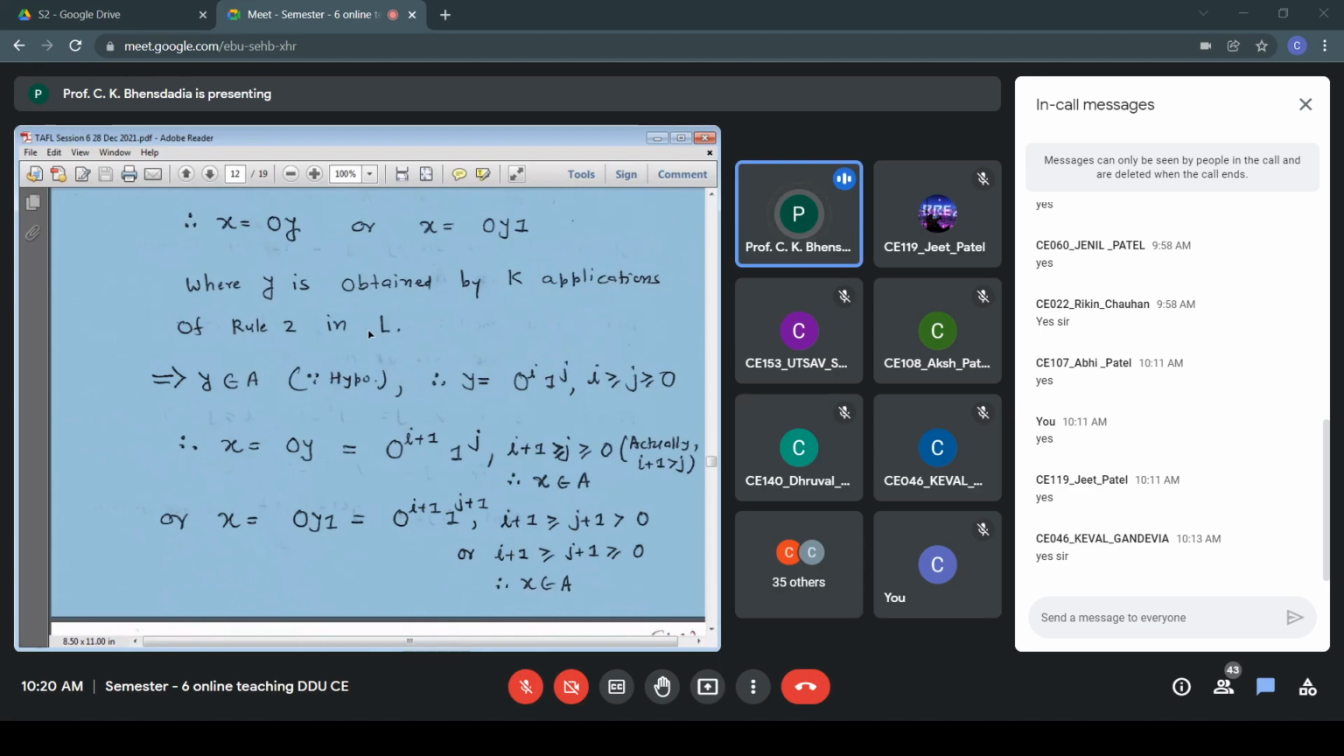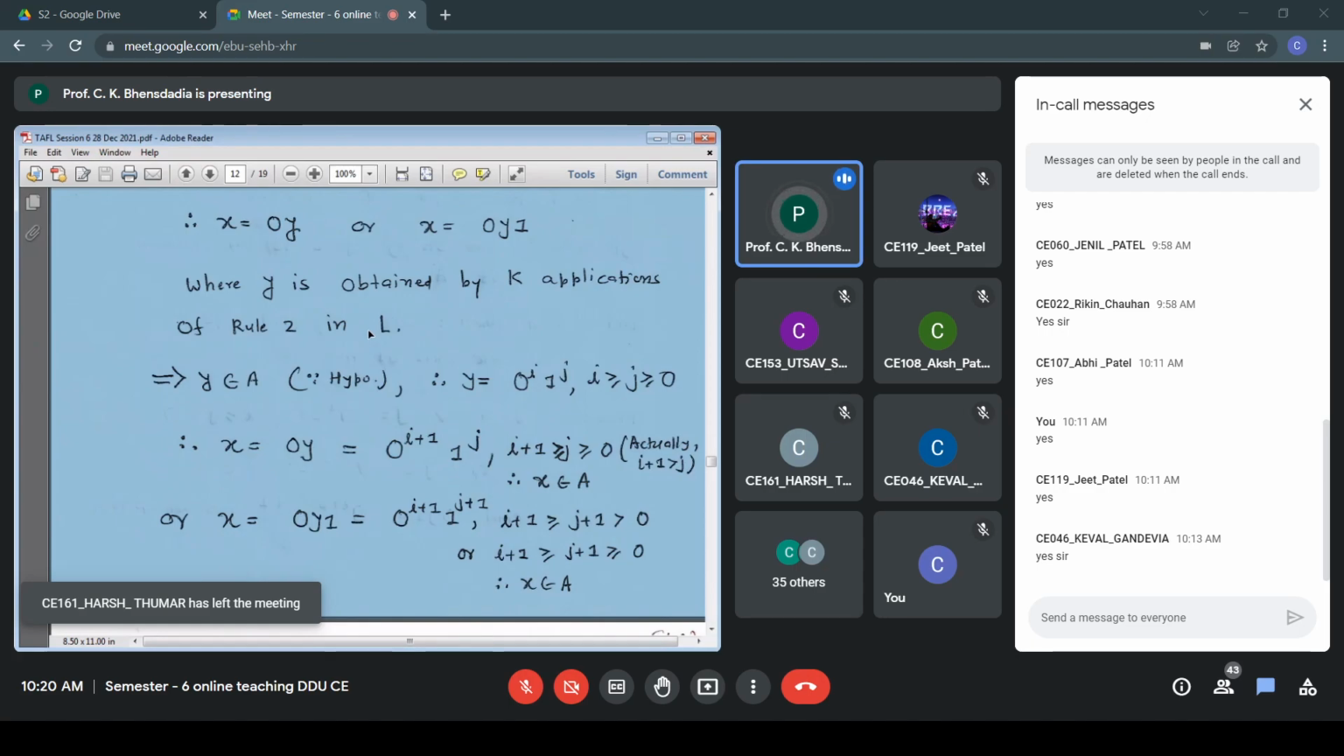And because i is greater than or equal to j, I am adding 1 to i and adding 1 to j. Therefore, i plus 1 is greater than or equal to j plus 1, which is greater than 0. Earlier i was greater than or equal to j, greater than or equal to 0. So here i plus 1 is greater than or equal to j plus 1, which is greater than 0. But if it is greater than 0, I can always say it is greater than or equal to 0.